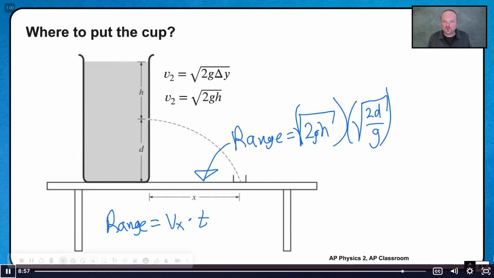It's a neat little lab that you can do with just a 2-liter pop bottle, poke a hole in it with a nail, have water squirting out. Pretty easy lab.